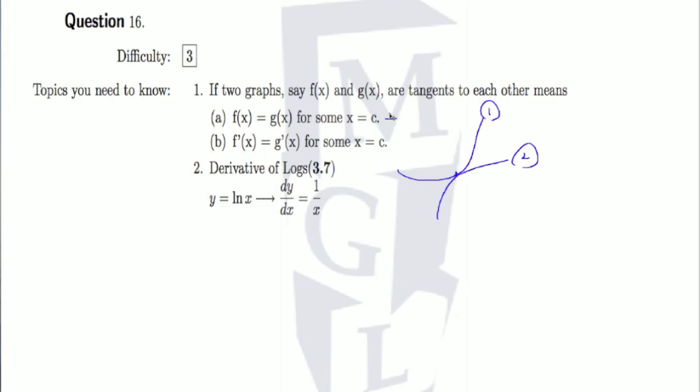So it satisfies the first condition. For x is c, it shares the same y value, but also the derivative, the slope there, is also equal to each other. Okay. Using these two conditions, we'll have to find an unknown that they ask us to find.